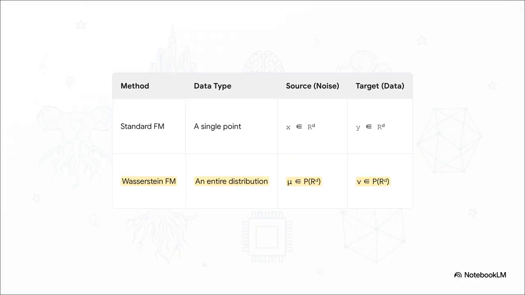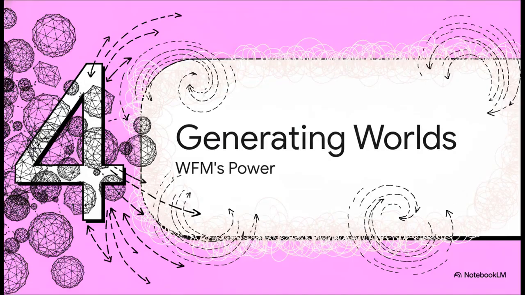This table from the research paper makes that lift we're talking about crystal clear. Look at the top row. Standard flow matching operates on single points. But on the bottom, Wasserstein Flow Matching operates on entire distributions. That's what those mu and nu symbols represent. This is the fundamental game-changing shift that lets it completely sidestep the permutation problem. So, the big question is, what does this breakthrough actually let us do? It sounds cool, but what's the payoff?